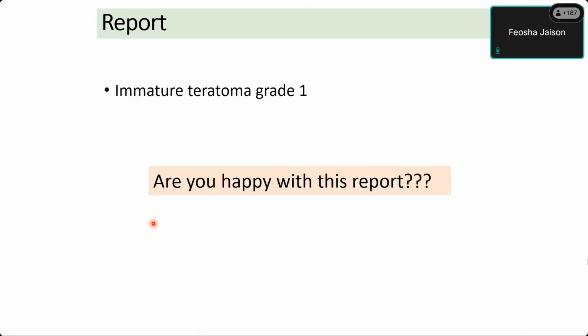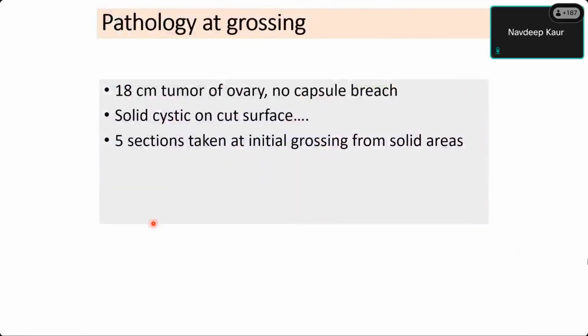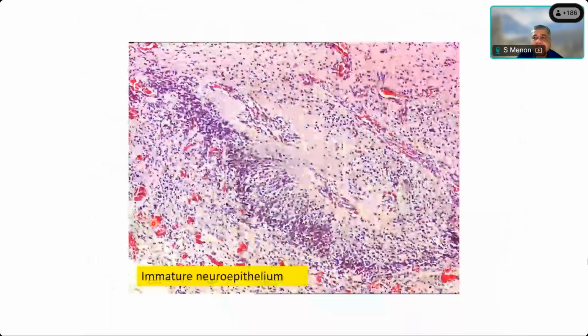How big was this tumor, Shweta? 18 centimeter. How many sections did you take? 5. Are you happy with this number of sections? Adiba, are you happy with the number of sections taken at gross? No, sir. Everybody agrees? Yes, sir. For an 18 centimeter tumor, how many sections should you take? It is generally one section per centimeter. The dictum is to take 1 section per centimeter.